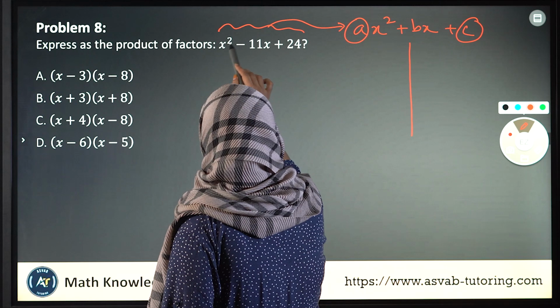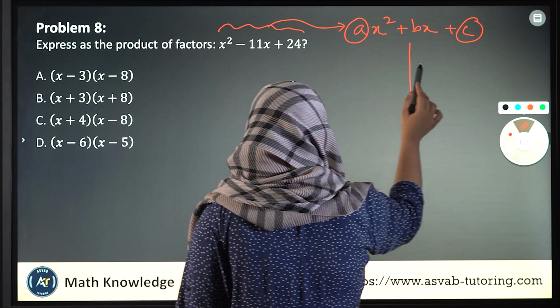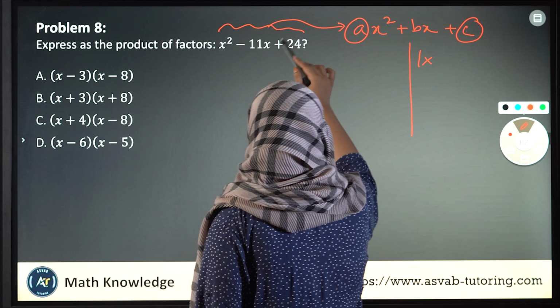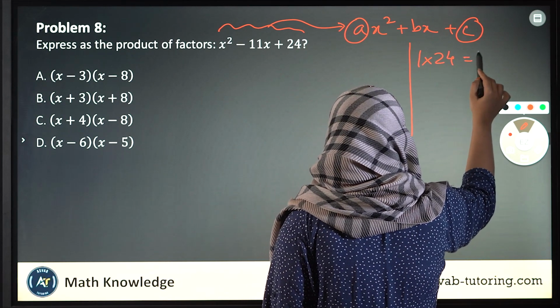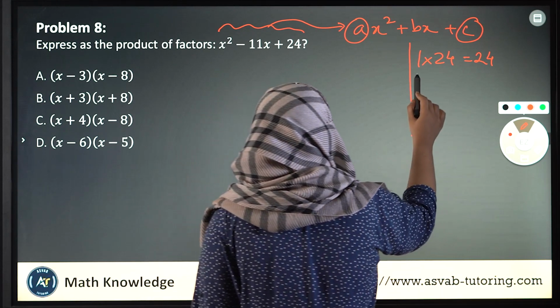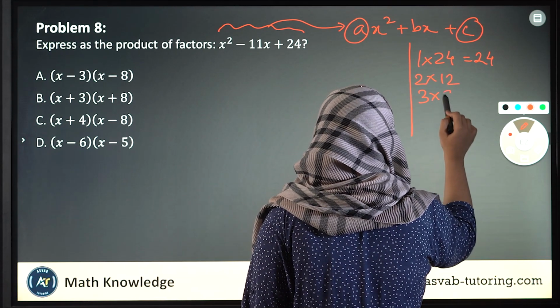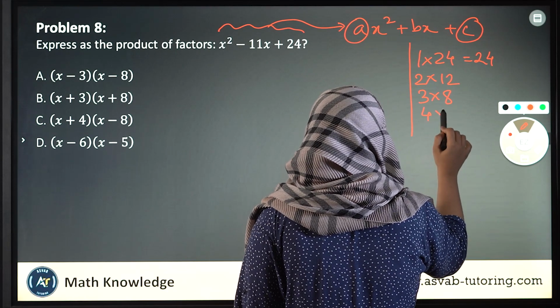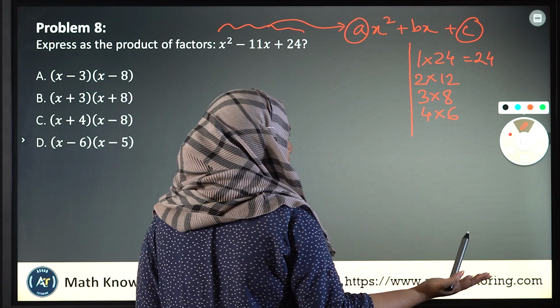So in this case, x squared does not have an a in front of it, see? Which means that the first term here is 1. And the c, the separate number here, is just 24. So 1 times 24 is 24. Let's bring out other factors. We also have 2 times 12, which is 24. We have 3 times 8, that is 24. We have 4 times 6, which is 24. We don't have any other factors that are left.